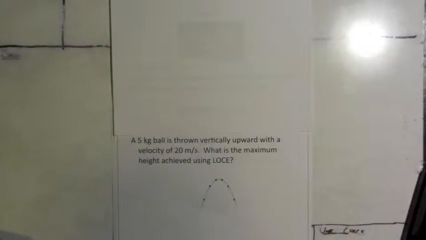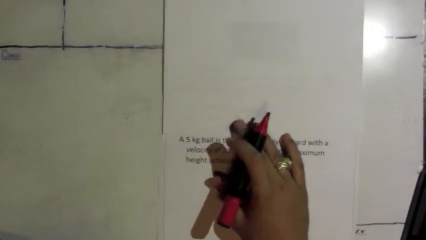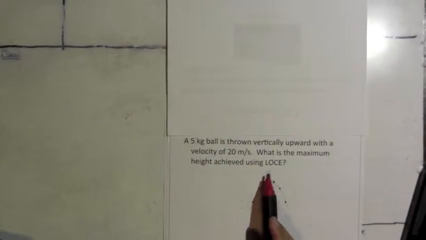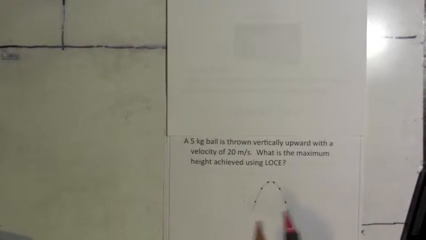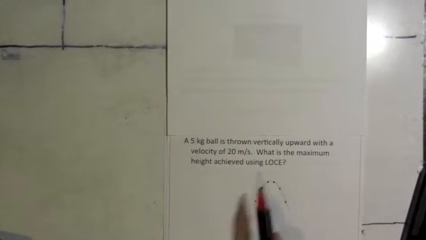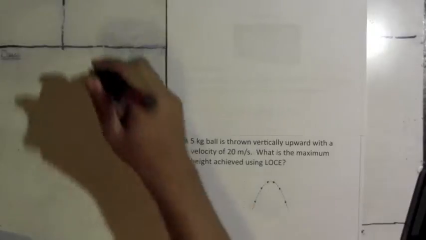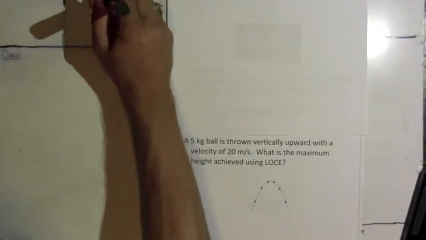All right, this same example says a 5 kilogram ball is thrown vertically upward with a velocity of 20 meters per second. What is the maximum height achieved using the law of conservation of energy? Now, you could use the kinematics motion equations that we've talked about earlier, but it says specifically use the law of conservation of energy. So E1 equals E2.